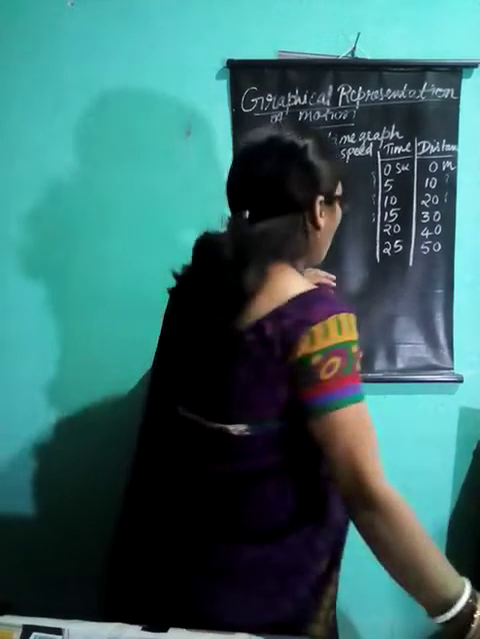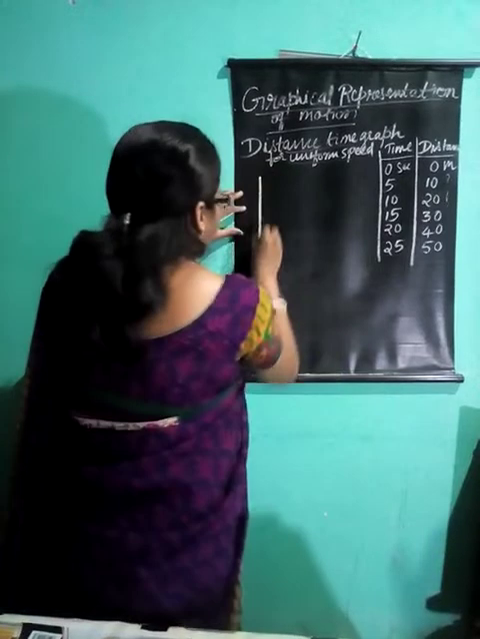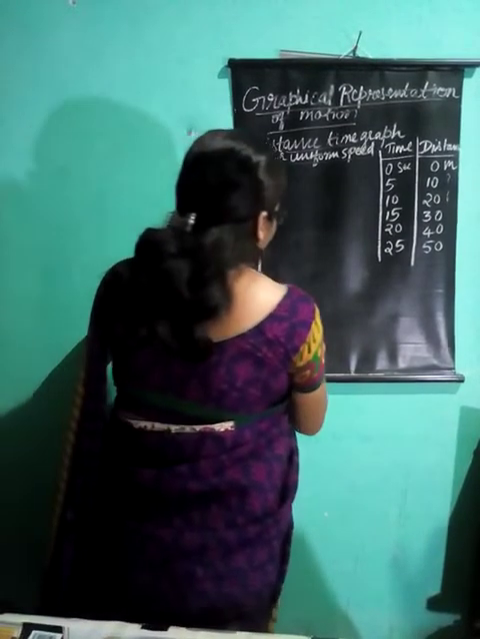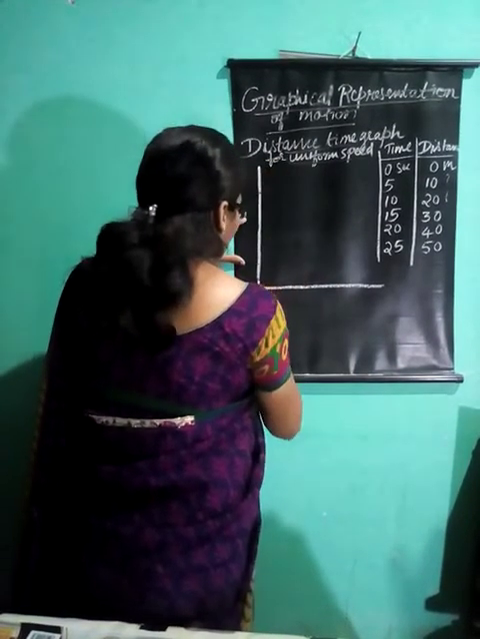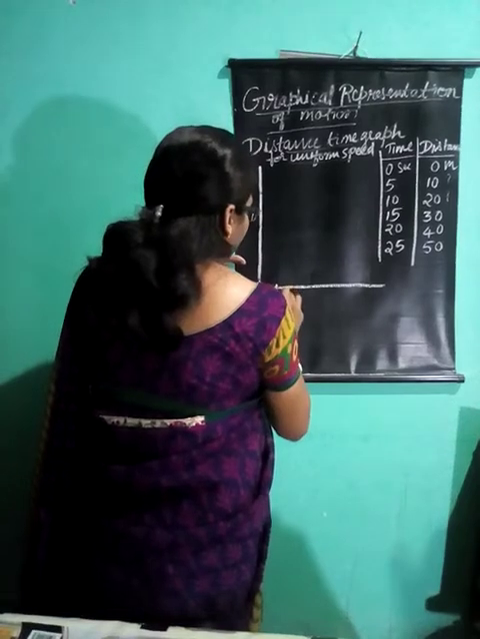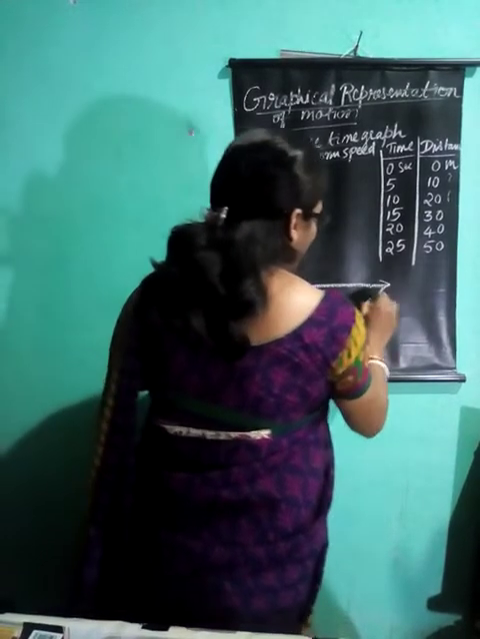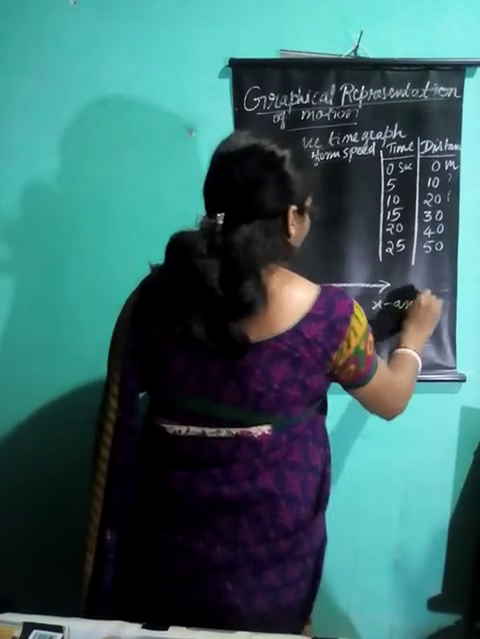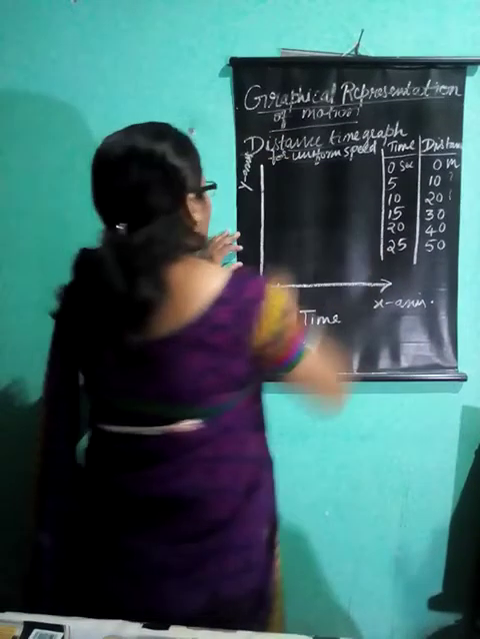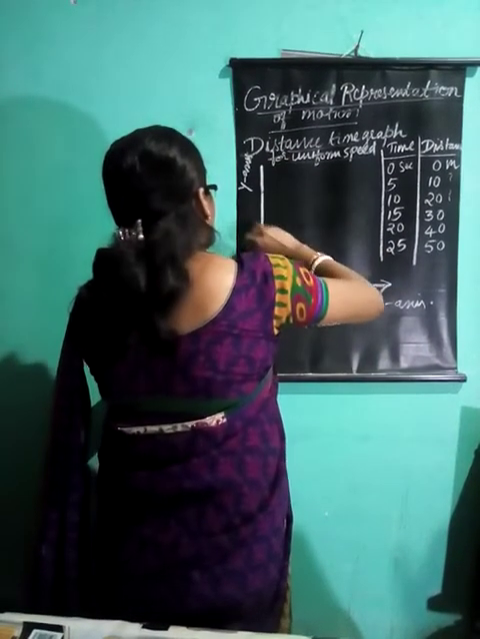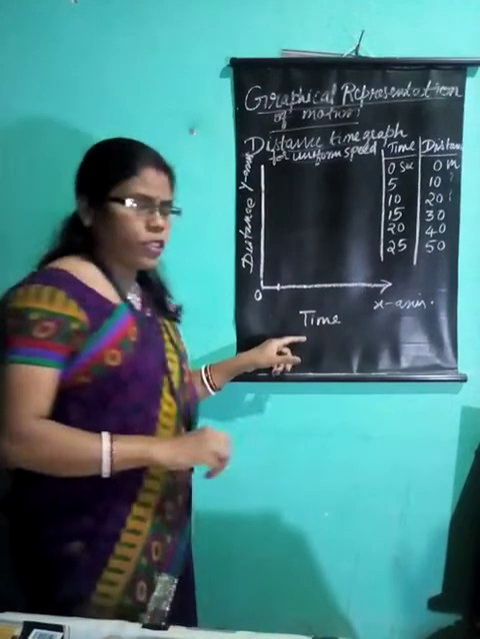Now I will show how to draw the graph for this data. This is 0. Here we will take time on the x-axis. This is your x-axis and this is your y-axis. Here on the y-axis we will take distance. Now this graph will show the relation between distance and time.